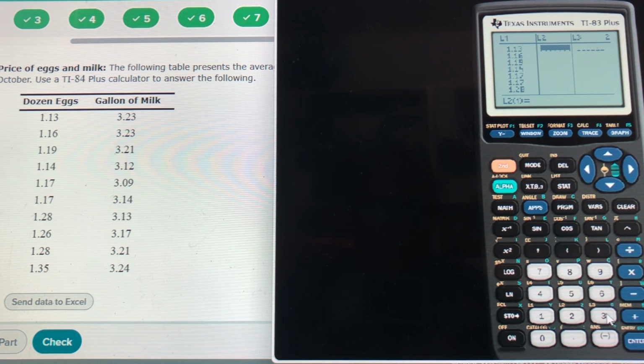Now put the milk prices in the second list. 323, 323. This must be from long ago because we know prices are much higher than this now, especially the egg prices. 321, 312, 309, 314, 313, 317, 321, and 324. Whoops, I didn't get the decimal. Almost had a typo.